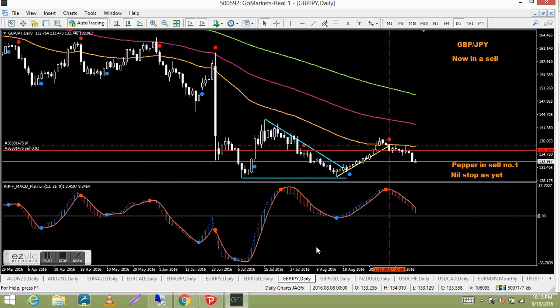Great British Pound, Japanese Yen, Pound Yen. Yeah, I've moved my stop down there. It's a sell trade on both accounts, so I'm just limiting my loss on the Go Markets account.